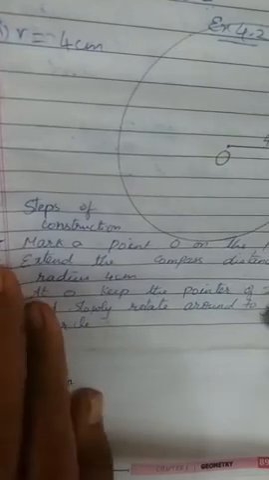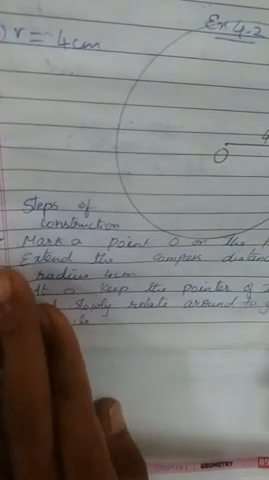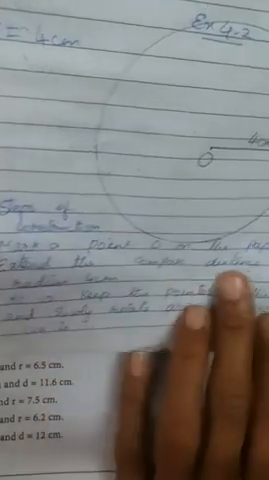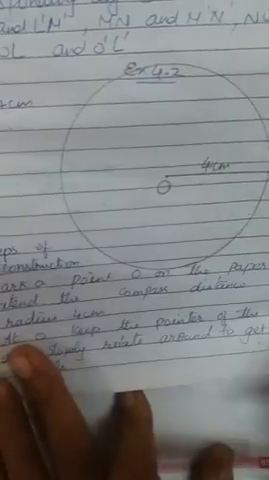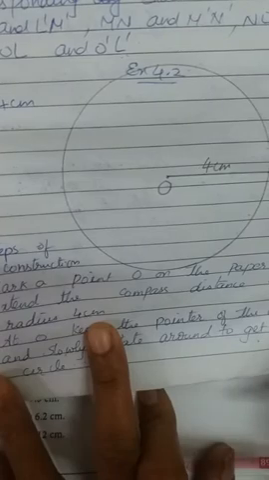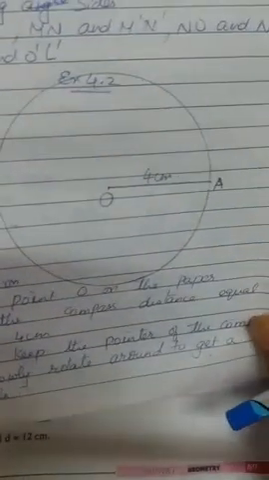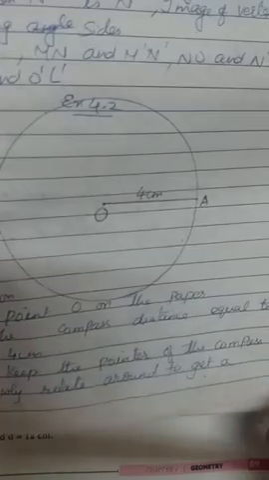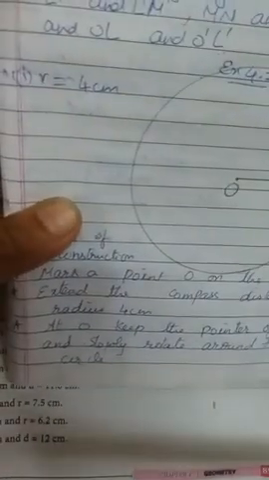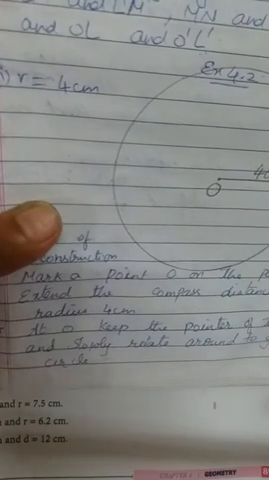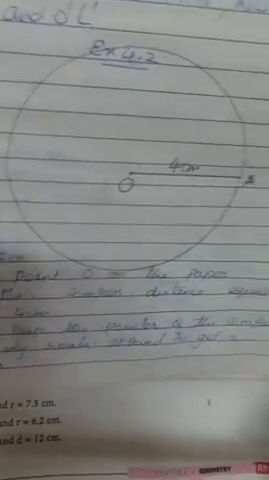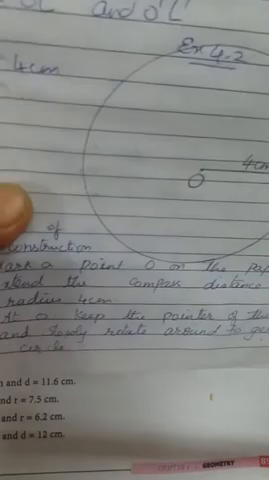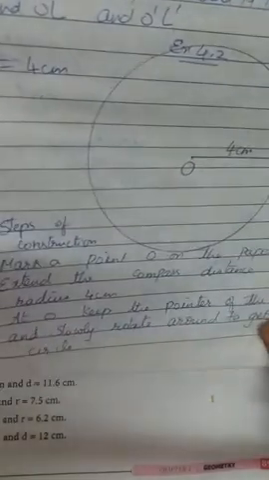The next thing we are doing is taking the compass and taking 4 centimeter, right? So you write: extend the compass distance equal to radius 4 centimeter. Next point is: at O, keep the pointer of the compass and slowly rotate around to get a circle. That's all. So this is the required circle we have to draw.